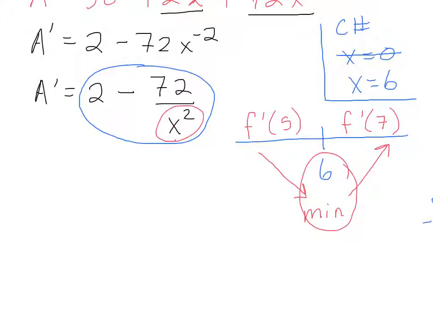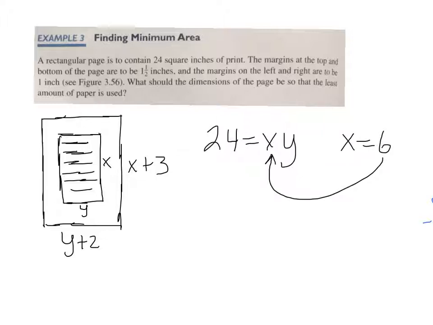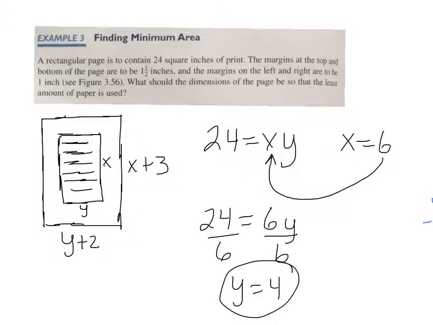Okay? And so what we want is we want x to equal 6. But now we need to go back to our original problem and figure out the rest of the dimensions of our piece of paper. So here is our original sketch of our piece of paper. Okay? And so I've got 24 equals xy. But now we know that x equals 6. And so I'm going to substitute it in for x right there. So I've got 24 equals 6y. And I'll divide 6 on both sides, and so y equals 4. And so now I know x and y.